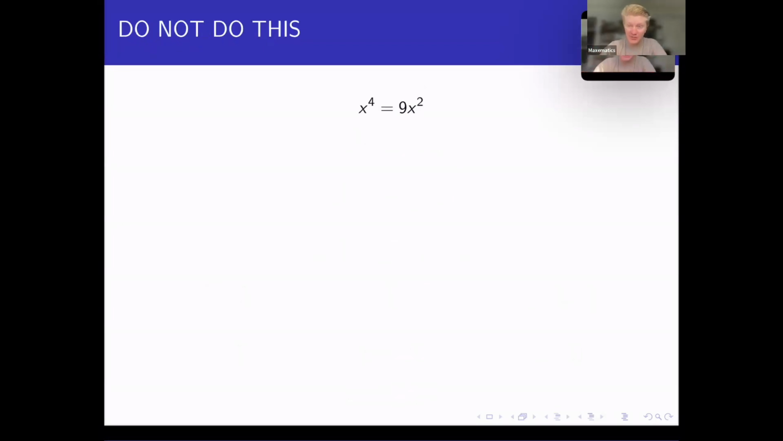What you are very tempted to do is that you just divide both sides by x squared. Oh, right, we can divide numbers. We can divide x squareds. So you divide x squared on both sides, and x squared cancels out. X to the 4th over x squared is just x squared. And then you take the square root of both sides. You get plus and minus square root of 9, which would give us x equals plus and minus 3.